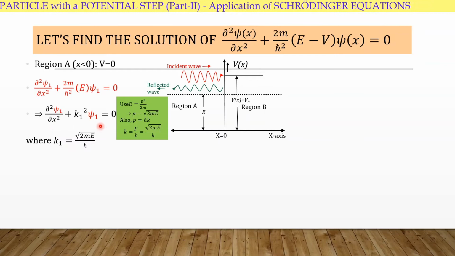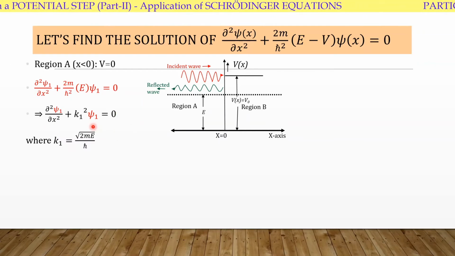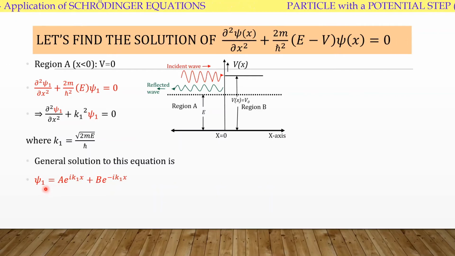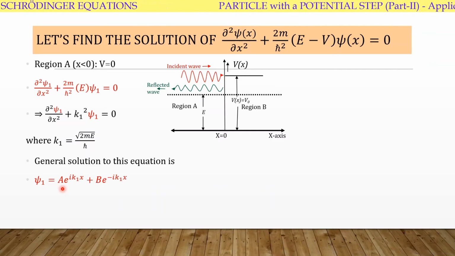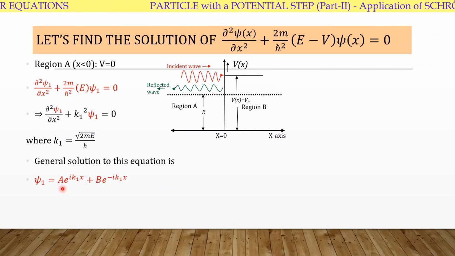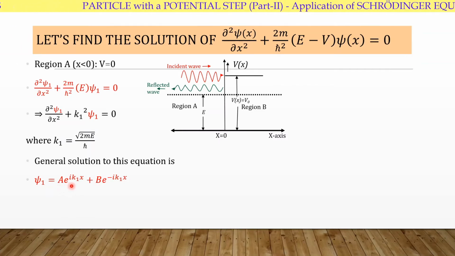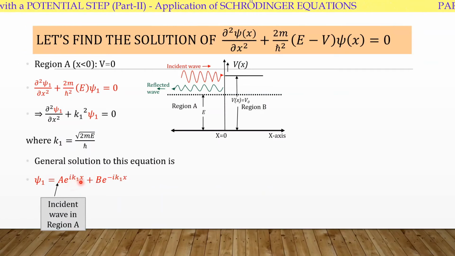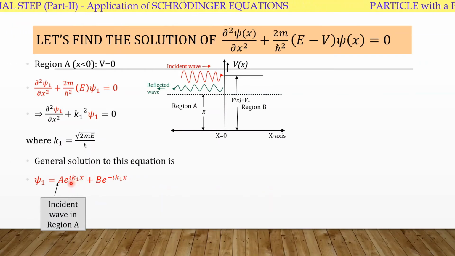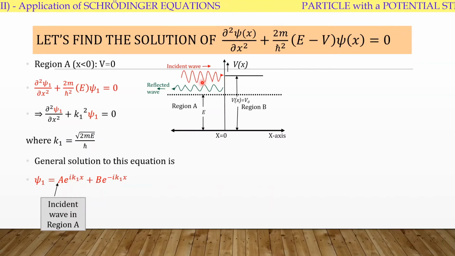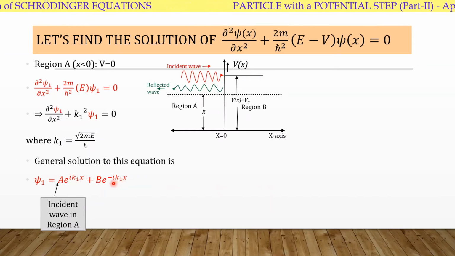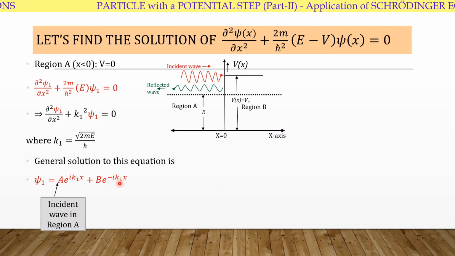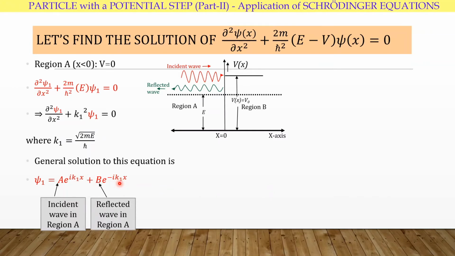And now the solution of this equation can be simply obtained in terms of exponentials like this. ψ1 becomes the solution of this equation and can be written as A exp(ik1x) + B exp(−ik1x). Now the first term represents the incident wave part in region A, because the argument of the exponential suggests that this wave part is moving in the positive x direction, which is the incident wave. Now in the second term, the argument suggests that this part represents the wave which is moving in the negative x direction. So this must be the reflected wave in region A.